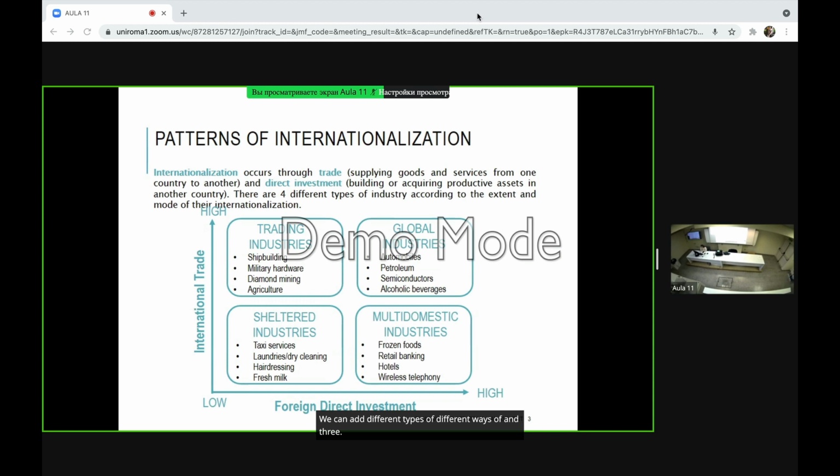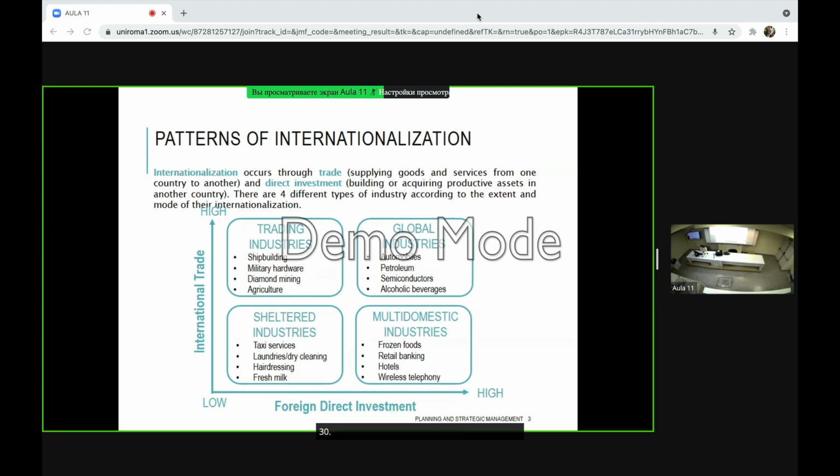The first type are sheltered industries. Sheltered industries are industries protected by a tariff, a regulation, a barrier of entry. And this type of industries are related to services which are fragmented, for example, hairdressing services, or products that are perishable, such as fresh milk.